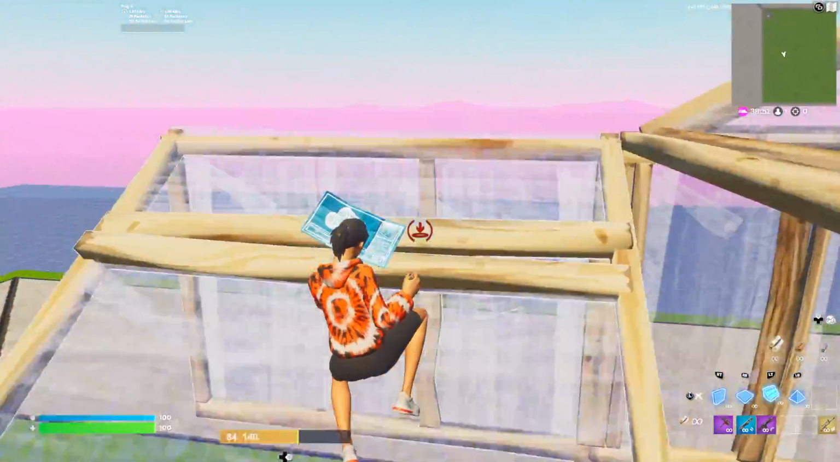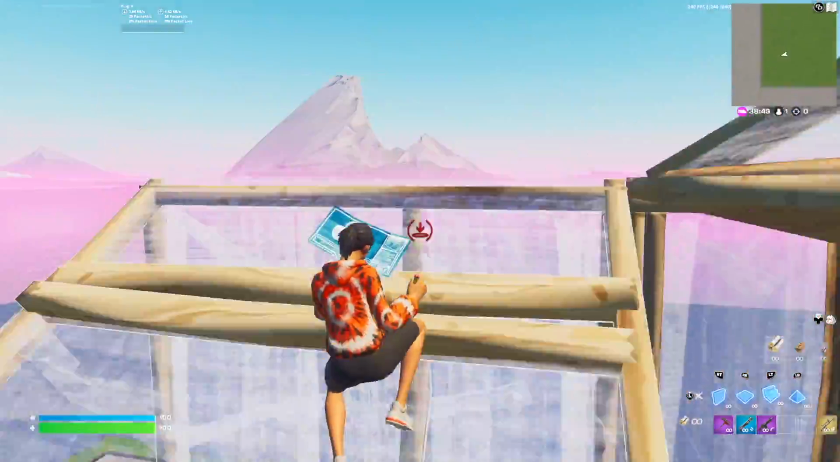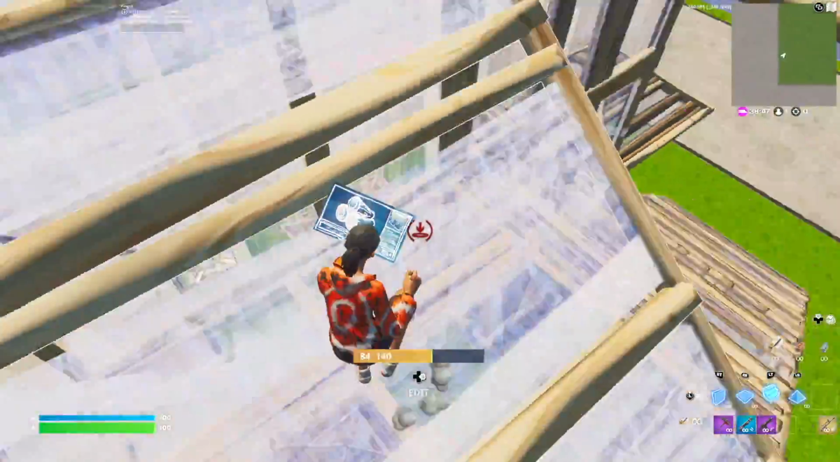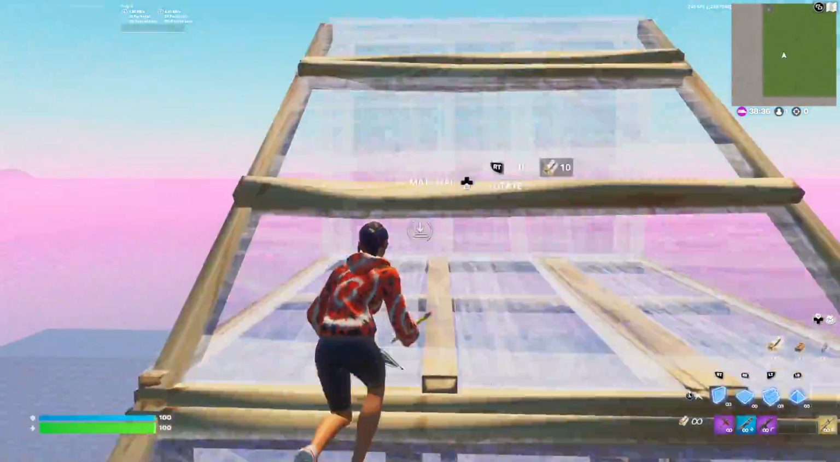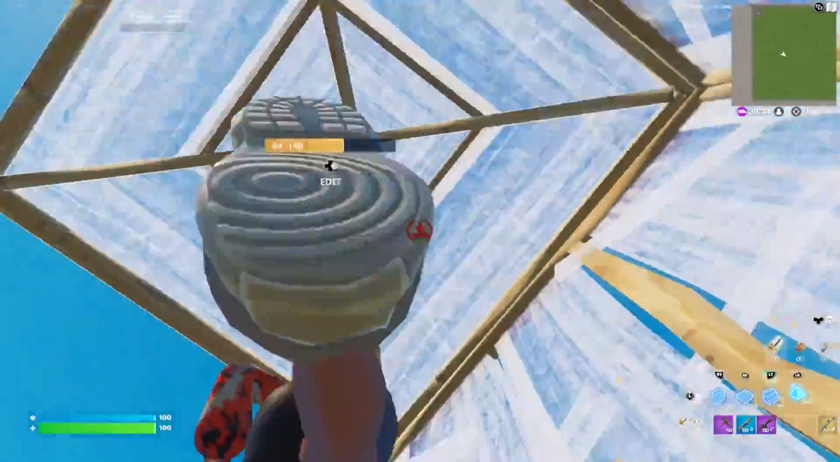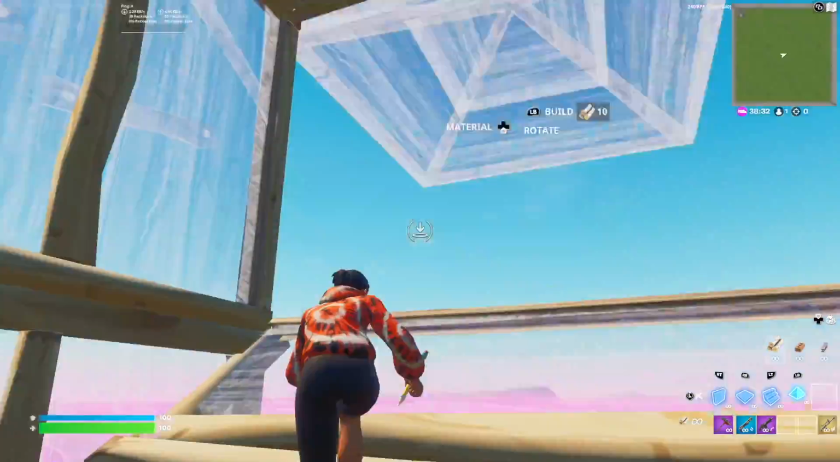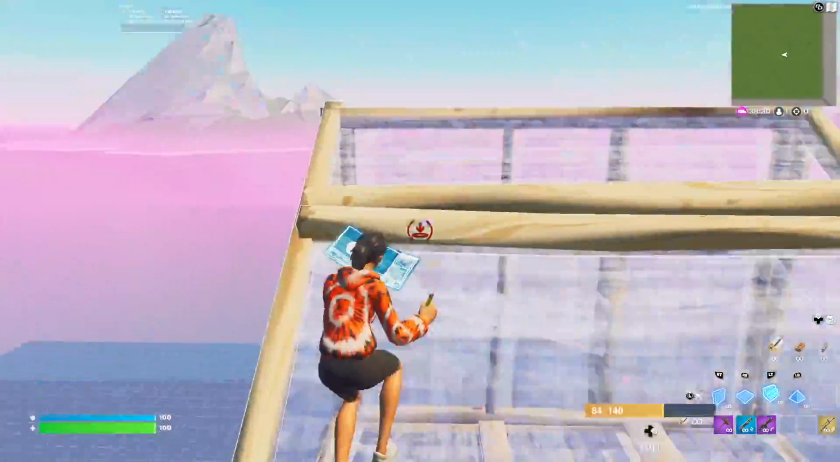But as far as the advantages, let's talk about all the advantages of a low sensitivity. For building, it's going to be a lot easier to have precise and exact build placements, because on a lower sensitivity, you have a lot more control over your crosshair.